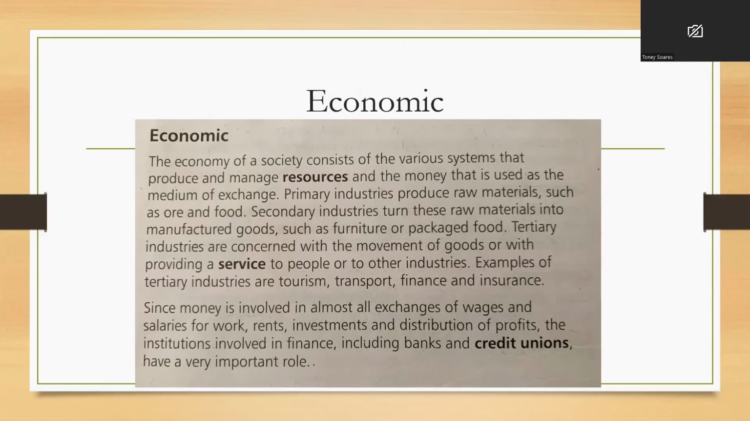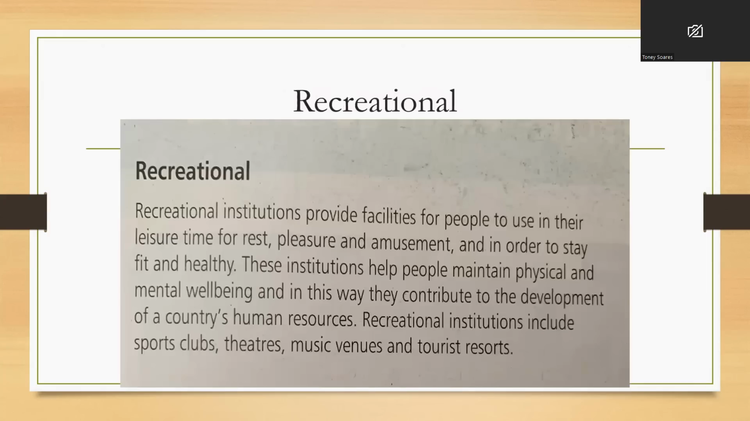Good. Since money is involved in almost all exchanges of wages and salaries for work, rents, investments, and distribution of profits, the institutions involved in finance, including banks, credit unions, building societies, right? All of these play a very important role in society.